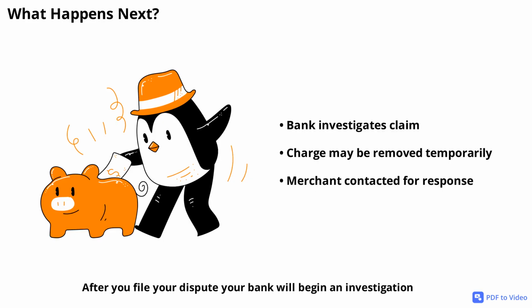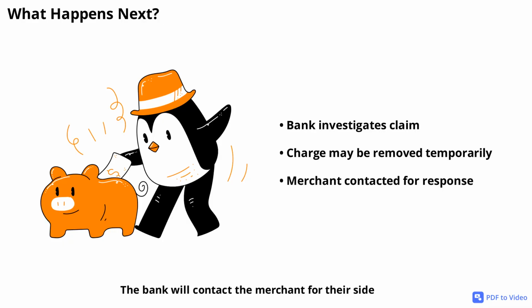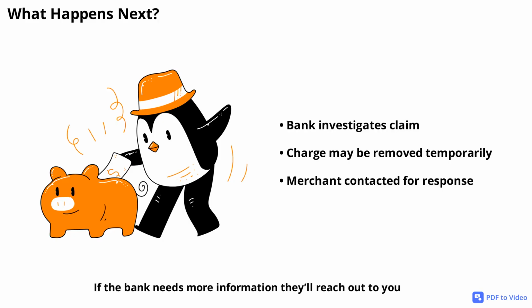After you file your dispute, your bank will begin an investigation. They may temporarily remove the charge from your account while they look into the matter. The bank will contact the merchant for their side of the story and review all the evidence you provided. This process can take several weeks, so be patient and check your account regularly for updates. If the bank needs more information, they'll reach out to you.